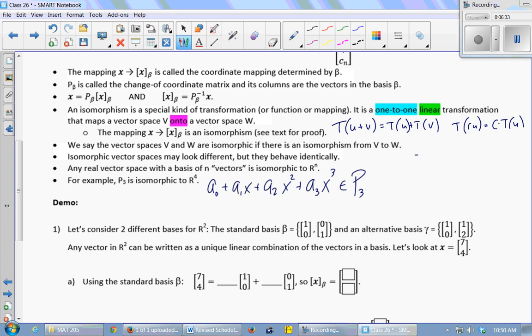But a typical element from R4 would look like (a0, a1, a2, a3). When I add elements together from R4, you add coordinate-wise. So I'd add the first entries, the a0s, the a1s, the a2s. The way you add in P3 and R4 is exactly the same. You end up adding the same things. So we call these things isomorphic. Oh, no, sorry, just R4.